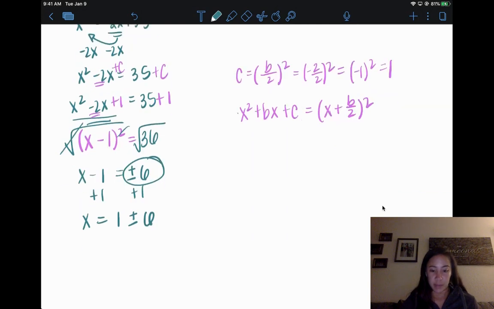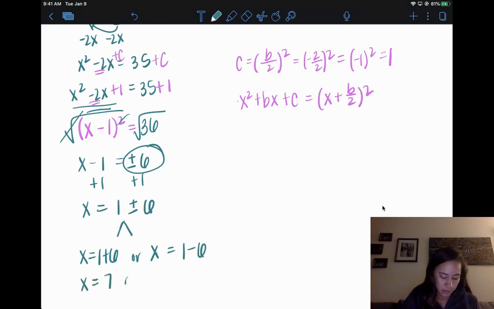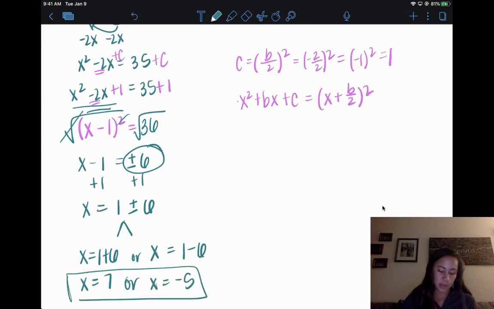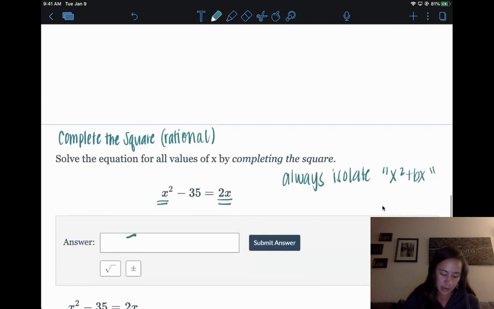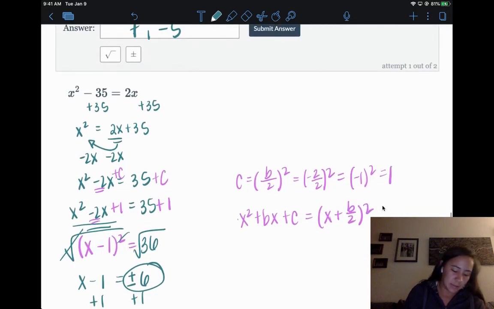Now, because we got rid of our square root, that means we have 2 solutions. X equals 1 plus 6, or x equals 1 minus 6. That's the plus or minus. So then we have x equals 7, or we have x equals -5. And there's your solution, which you plug into DeltaMath. 7, comma, -5. Nothing more, nothing less, just that. It'll put in those little set brackets for you. All right, so that was the rational one. Remember, you need to isolate.